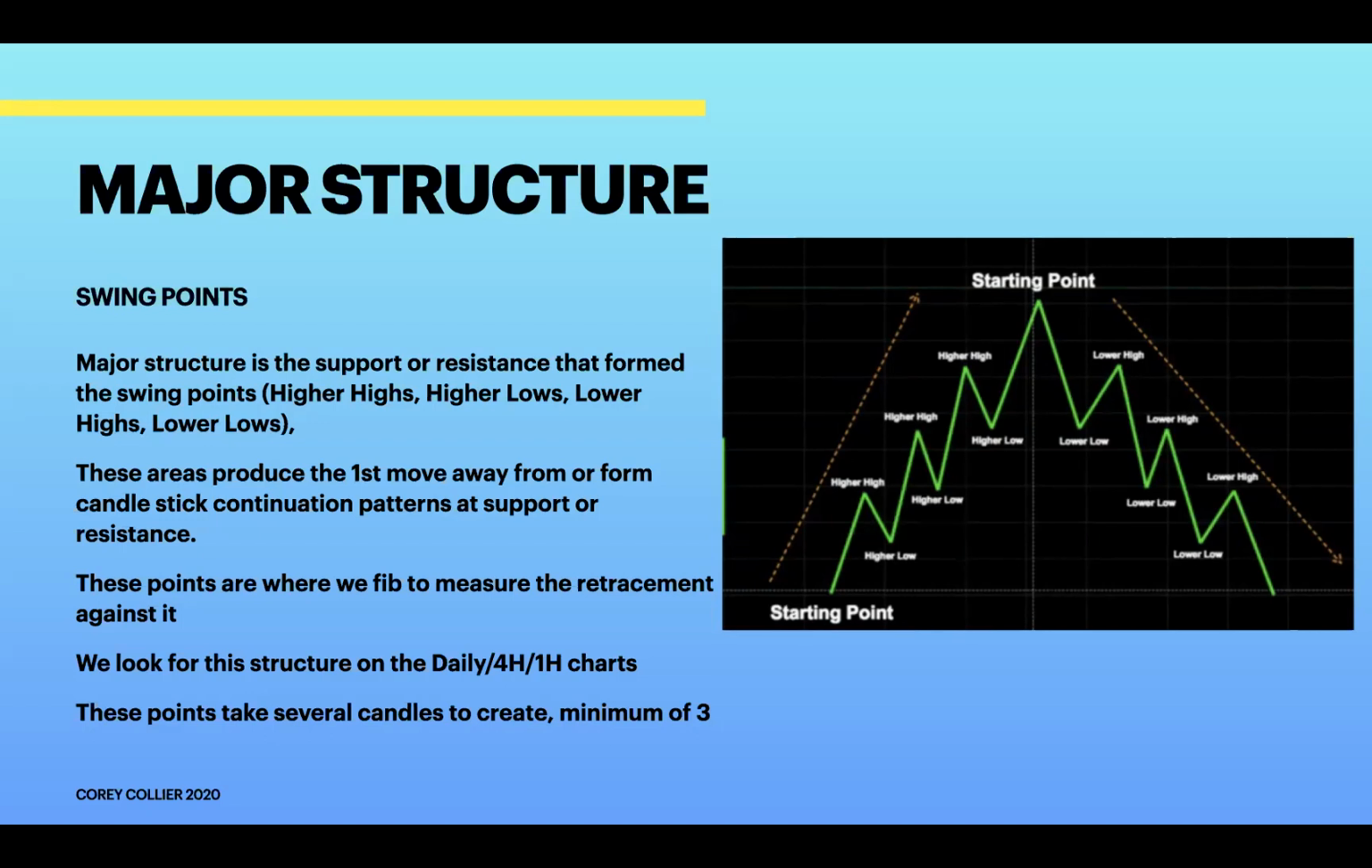So we look for the structure on the daily, the 4-hour, and the 1-hour charts, and these points take several candles to create. A swing point takes a minimum of 3 candles, guys. So for a swing high or a swing low or a higher high or a higher low, there's a minimum of 3 candles that create that swing point. And I'll show you this on the chart as well.